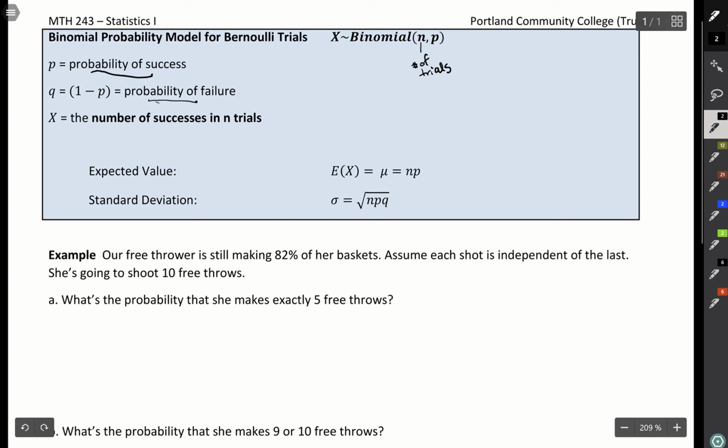We also have this idea of mean and standard deviation here. Mean can also be described as expected value. So for our expected value, you take the number of trials and multiply it with our probability of success, and that'll give you your expected value. And standard deviation you can find by taking the square root of number of trials times probability of success times probability of failure. So what we're going to do is go back to our free thrower and see how these probabilities work together.